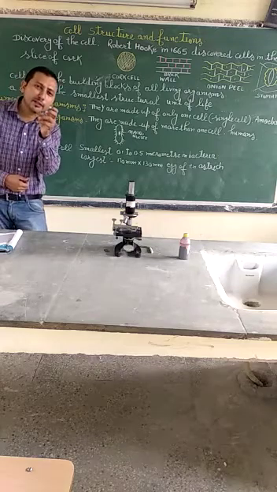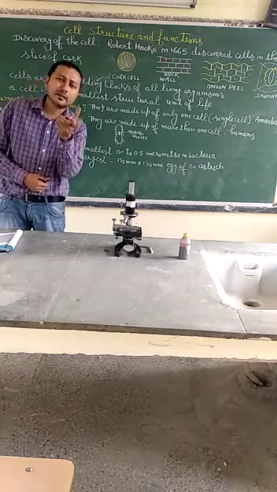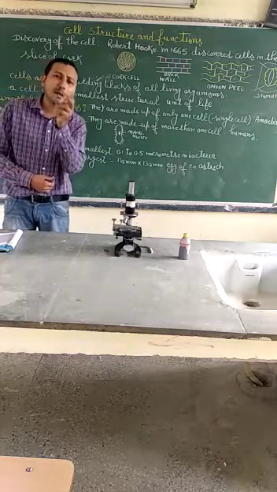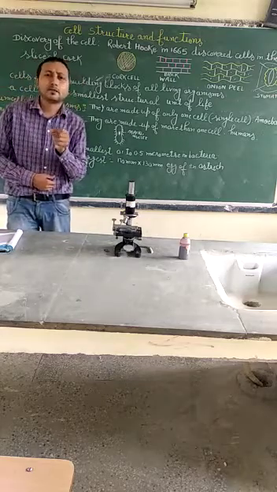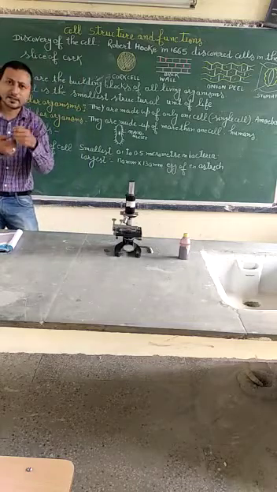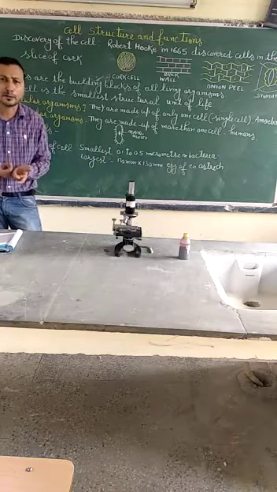If their shape is distorted, if there is some disease which you will study in higher classes, that is sickle cell anemia, these RBCs become sickle shaped. So that will create a problem in the transport of oxygen. Similarly, the platelets are of different size, and they help in the coagulation of the blood.